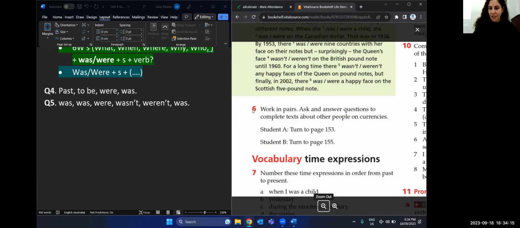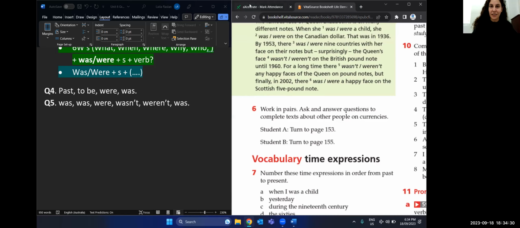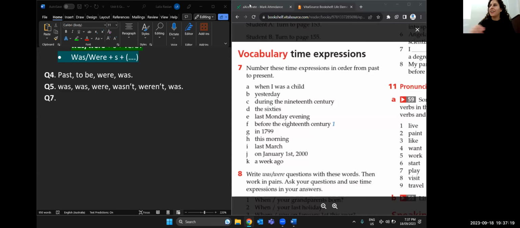Okay, we can start on number 6. I'll put you into groups, and 2 groups. You're going to ask each other questions. One will be student A, the other will be student B. So let's do this exercise. I'll put you into groups and we'll come back and have a chat about it. Okay, so we are back. So let's continue. We're looking now at time expressions.